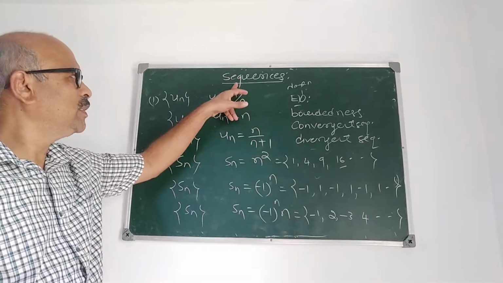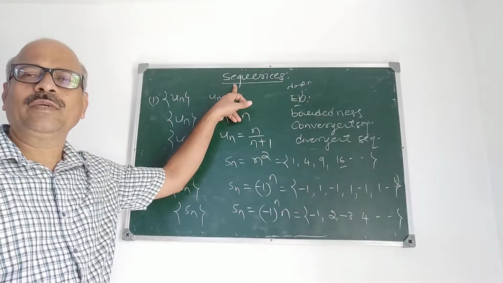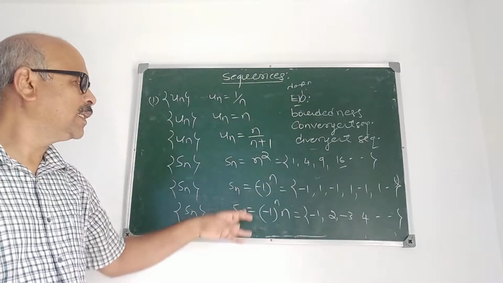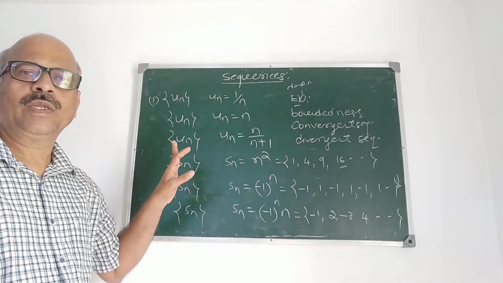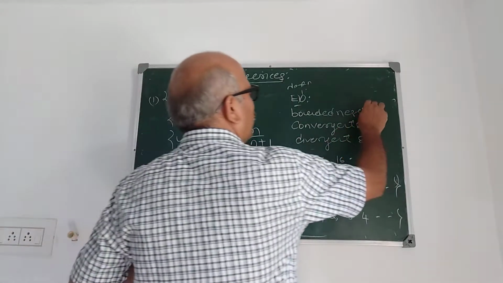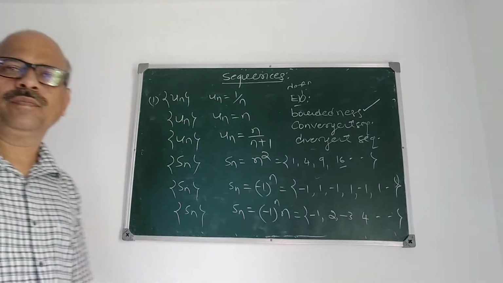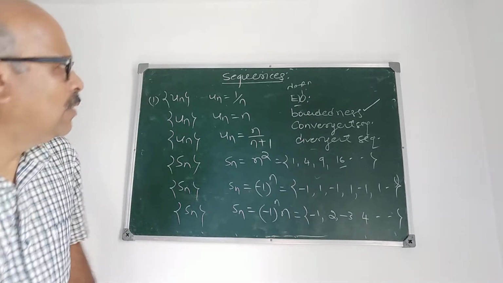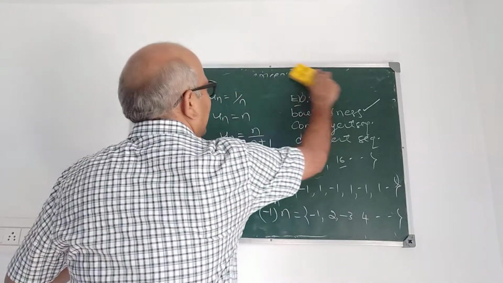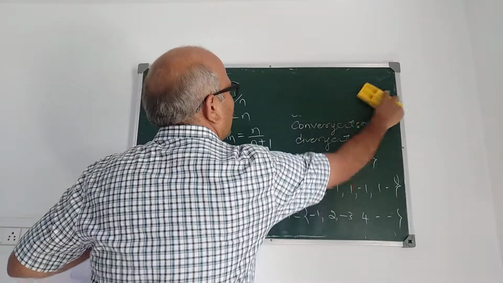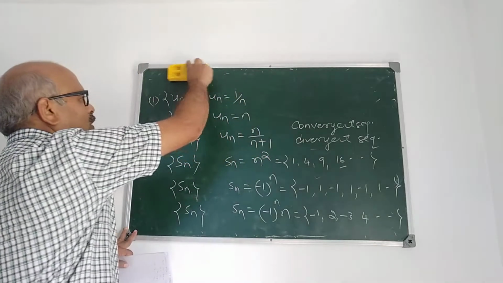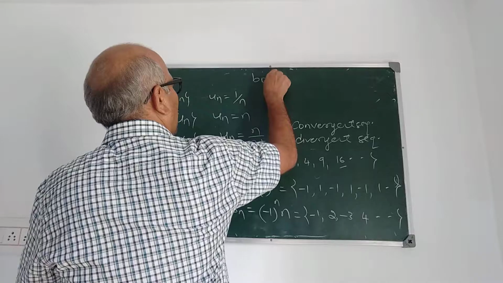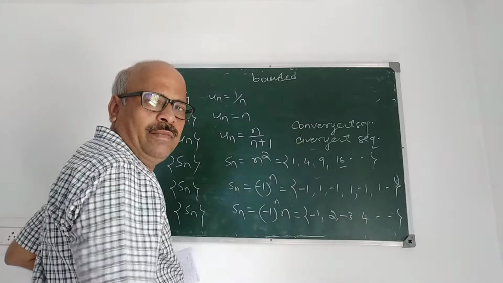So how do we define a sequence? It is a function from the set of natural numbers to reals. These are some examples. Next comes boundedness of a sequence. When do you say that a sequence is bounded? First I'll take a sequence which is bounded above. When do you say that a sequence is bounded above?